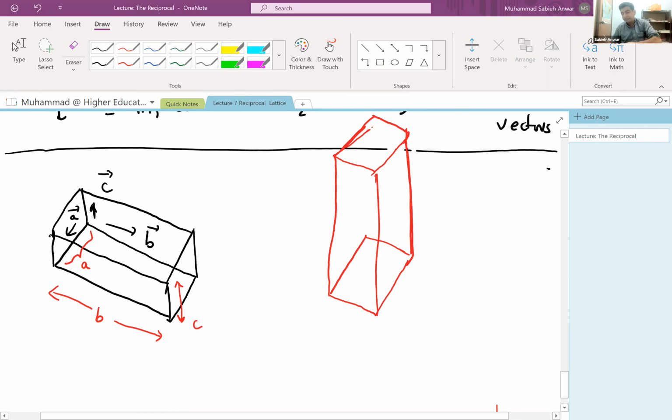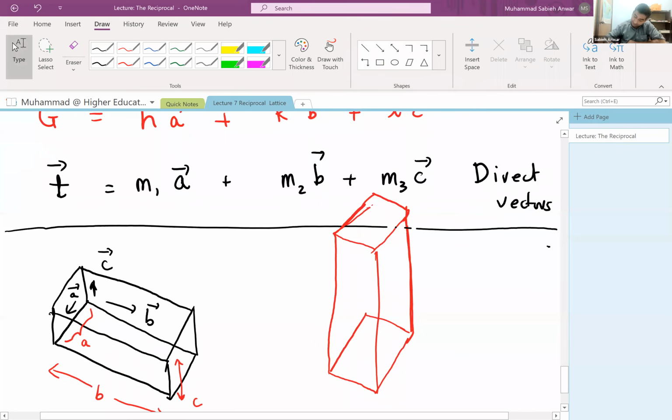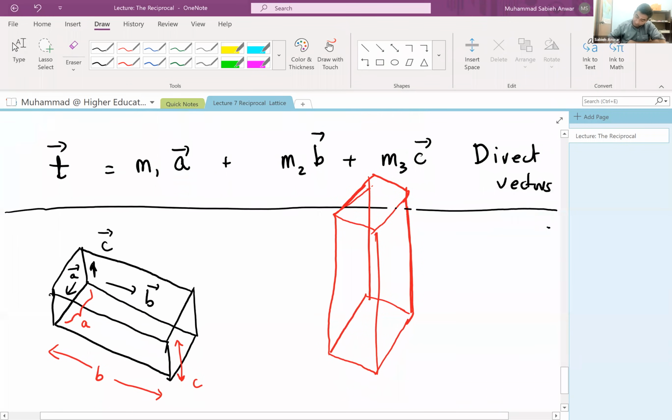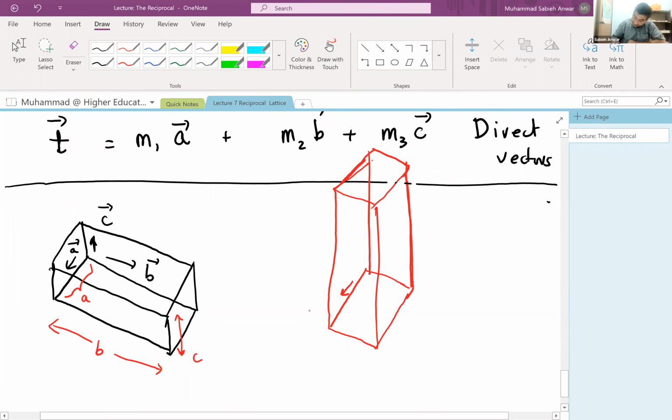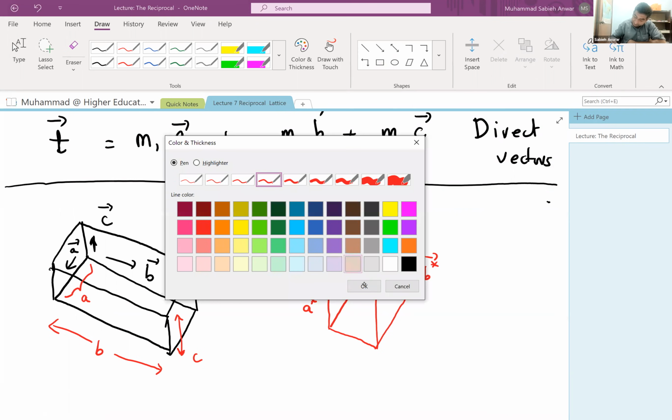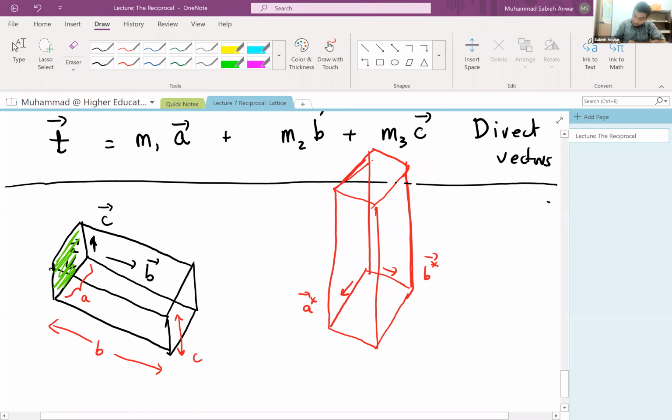So this is my reciprocal unit cell, the unit cell in the reciprocal space, in which this is my A star vector, this is my B star vector. My B star vector is normal to the AC plane. My A star vector is normal to the BC plane. And my C star vector is normal to the AB plane. So this is how I define these vectors in the orthorhombic, cubic, and the tetragonal unit cells.